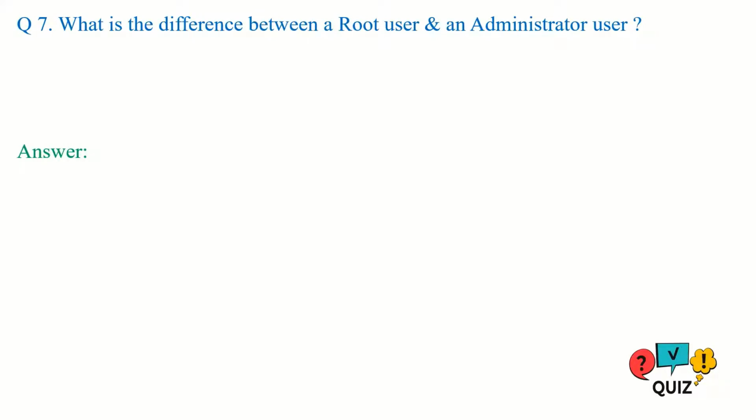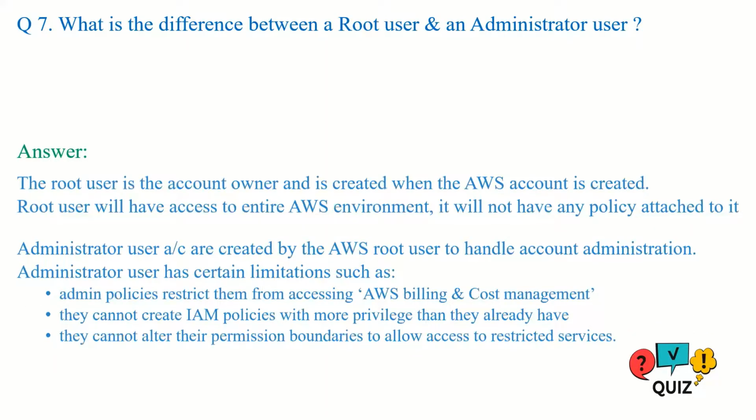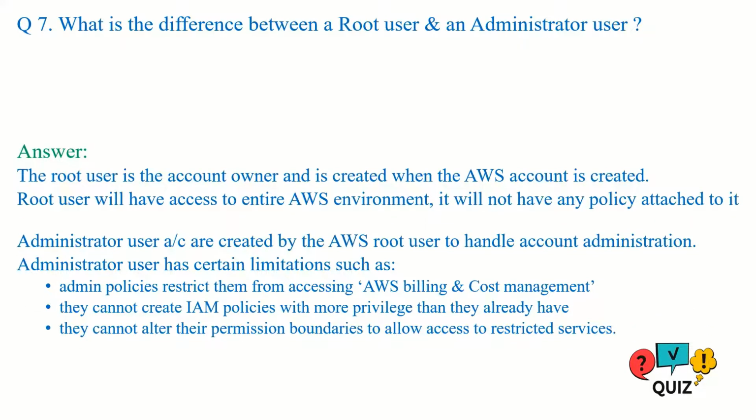Anyone else? Administrator comes under root user. So root user will have complete access to the environment. However, administrator access can be restricted to certain areas or certain services. That's correct. So the root user is the account owner and is created when the AWS account is created. A root user will have access to the entire AWS environment.